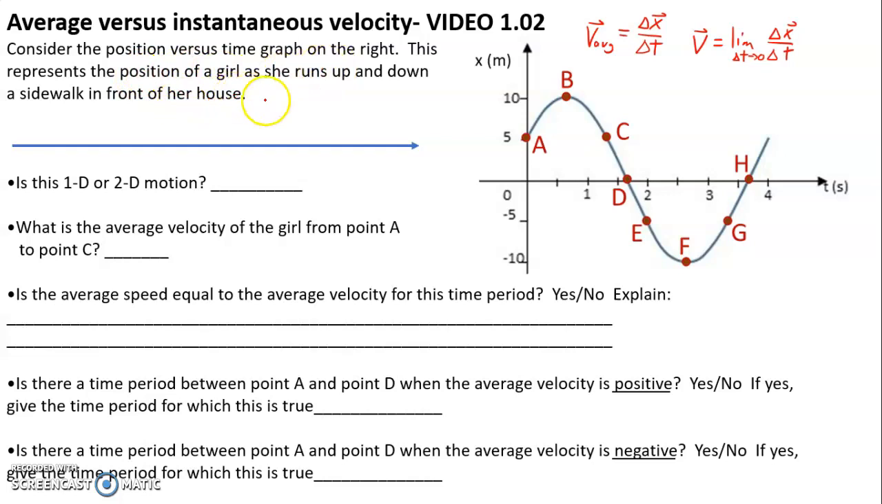Well, let's go ahead and look at this in terms of this example here of the girl running up and down a sidewalk in front of her house. And so here's the graph of that motion, where it's position versus time. And the first question, is this one or two-dimensional motion? We're going to draw a little diagram here.